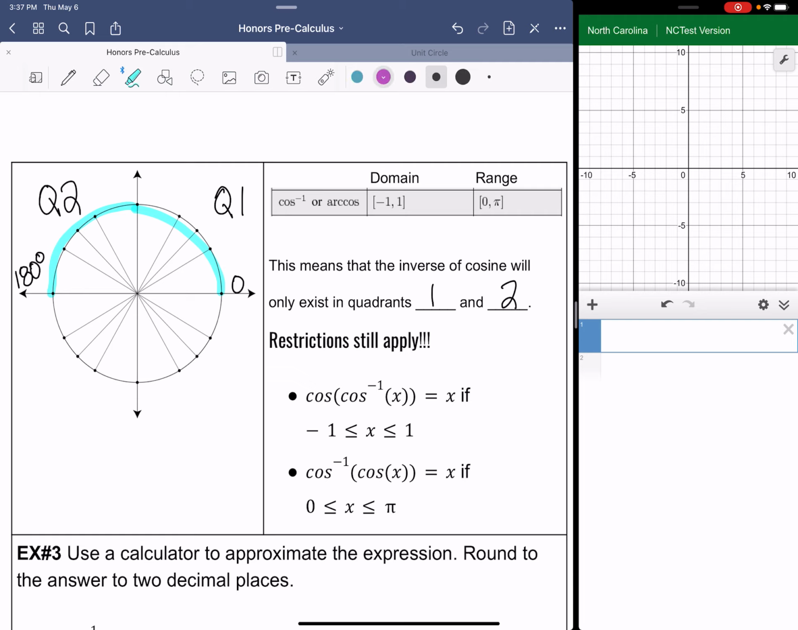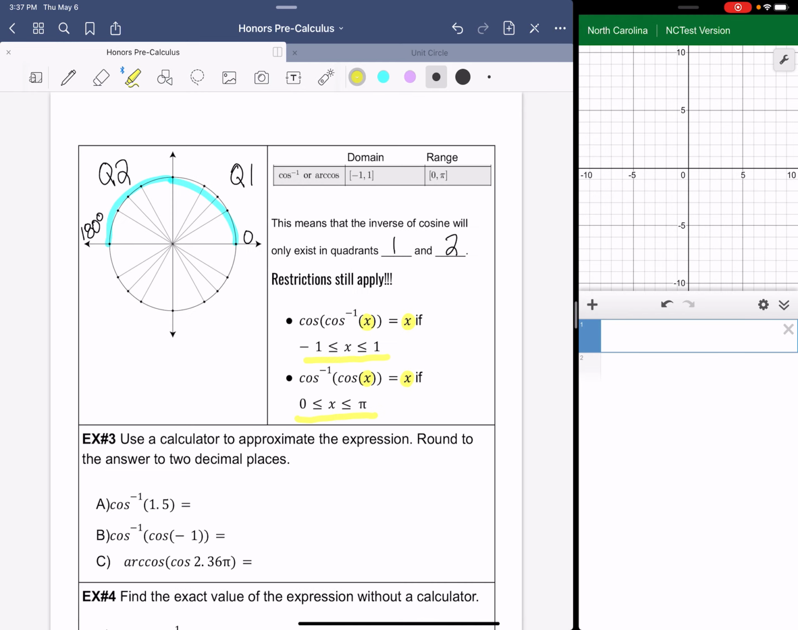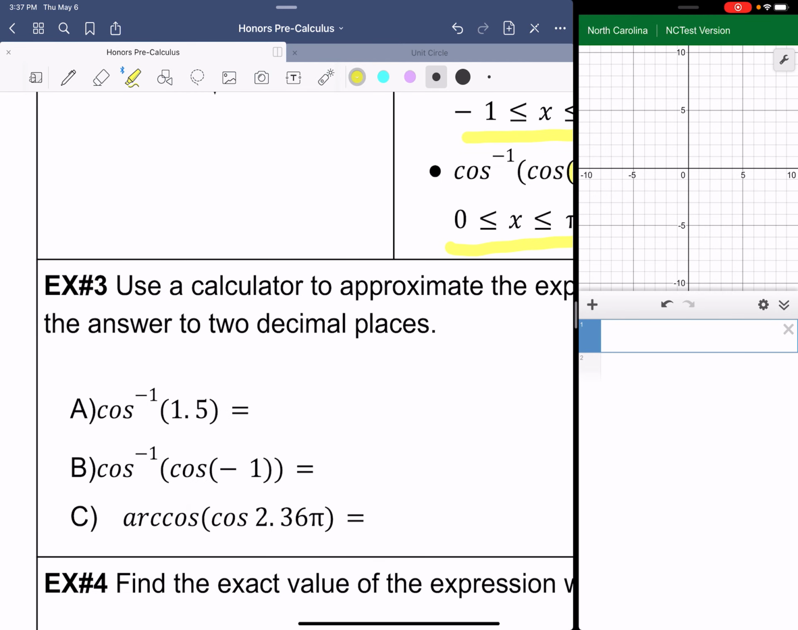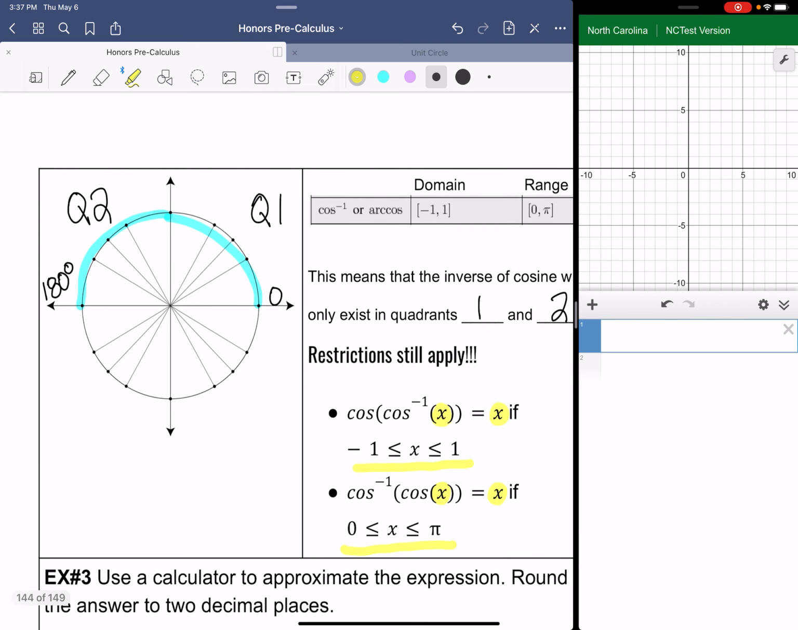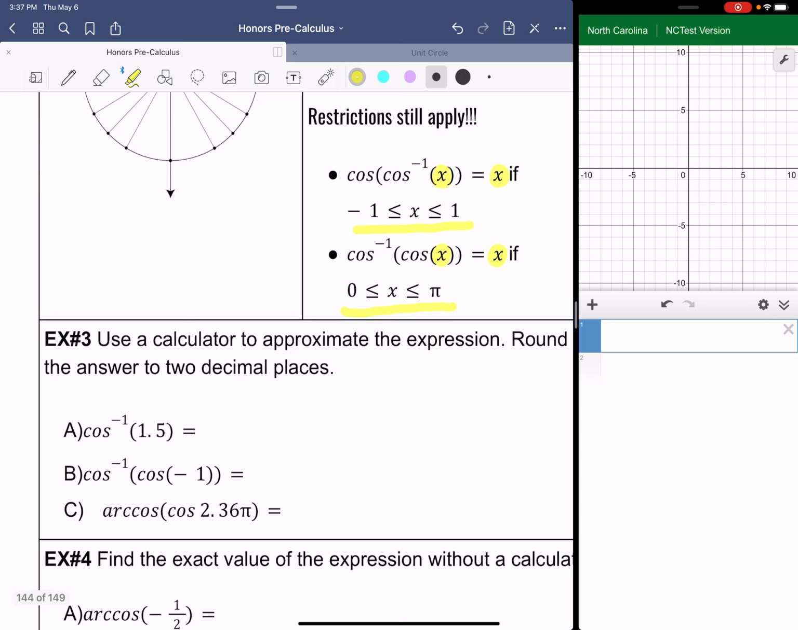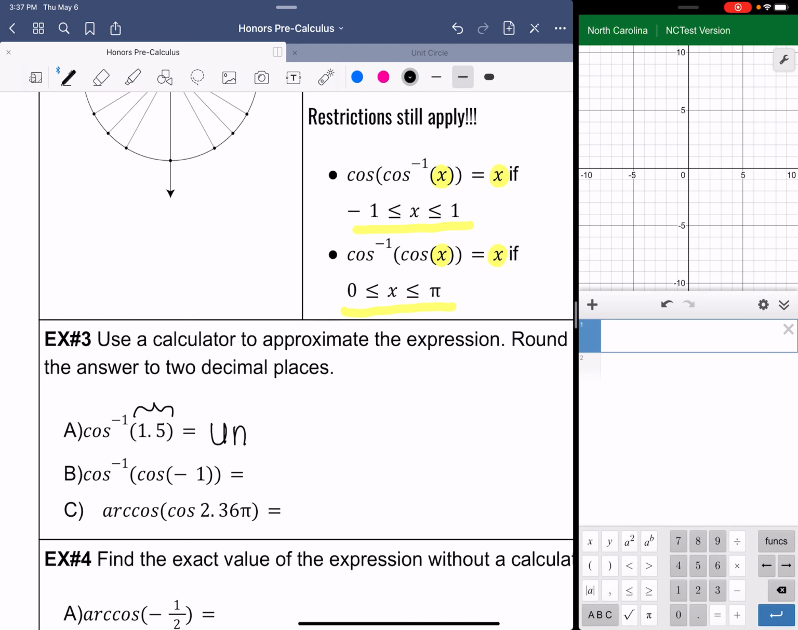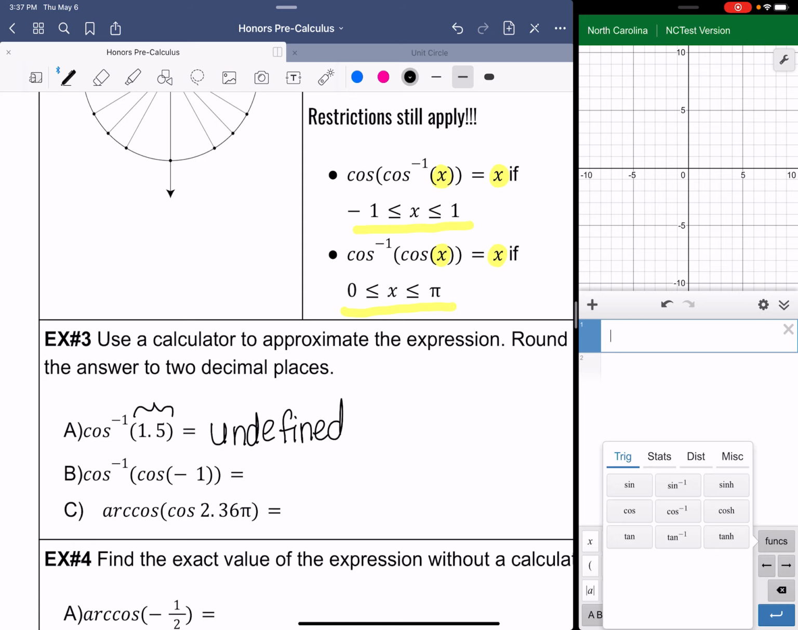We can equal x the same way we did earlier. So x can equal here, but that only applies if it's between -1 and 1. Again, if we do the inverse cosine of cosine, that only applies if it's between 0 and pi. So we can put this in the calculator. Now, remember my inverse has to fall between 1 and -1. This right here does not fall between -1 and 1, so this is going to be undefined. And if you put this into the calculator, it will tell you that it's undefined.